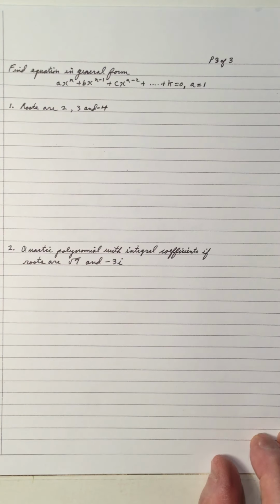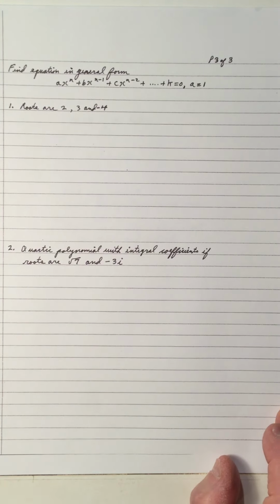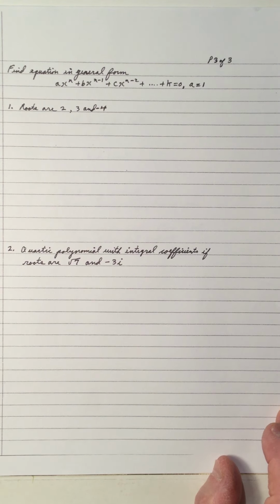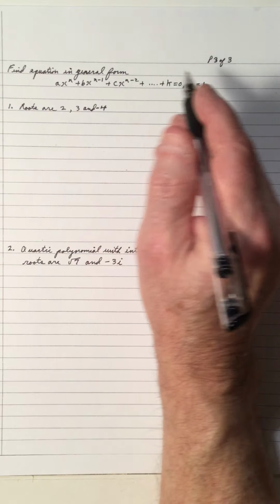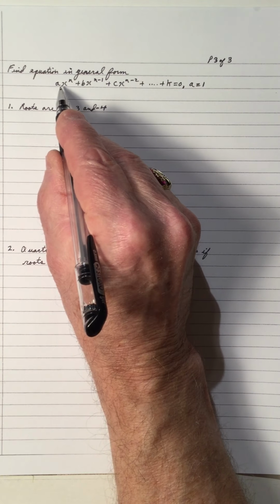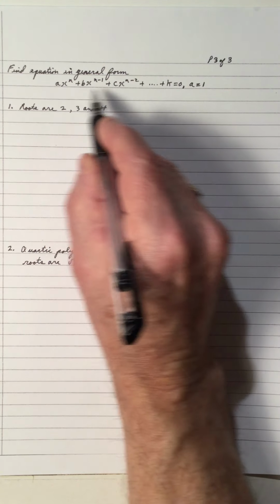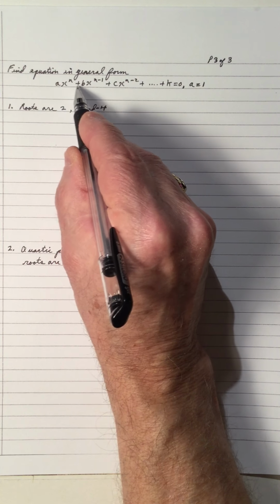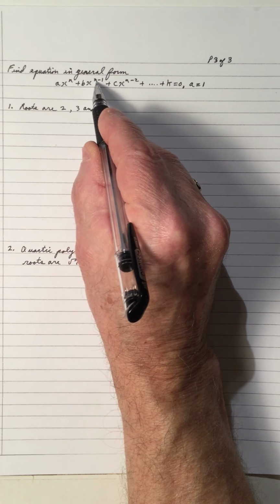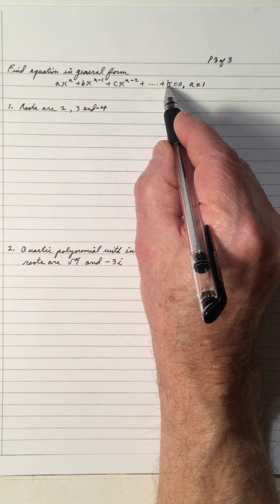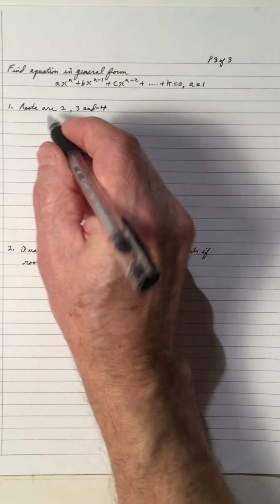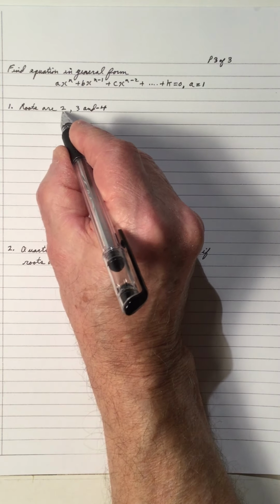Let's continue. Find the equation, this time in general form. Just then we found the factored form. So we'll find a factored form and then we'll expand it. So this is the general form. Notice there's no brackets. It's a times x to the n, b times x to the n minus 1, etc., down to the constant of k. So we have roots of 2.